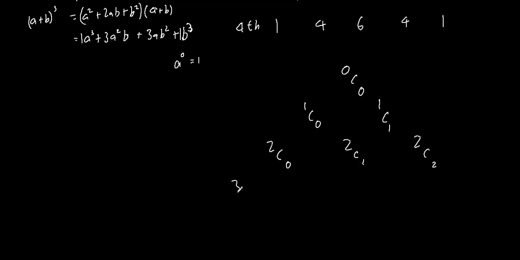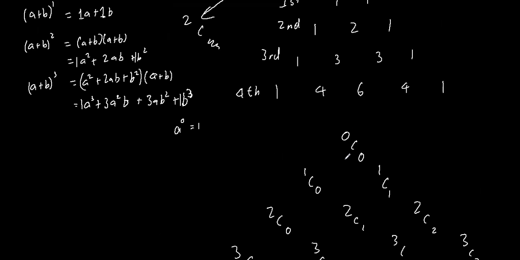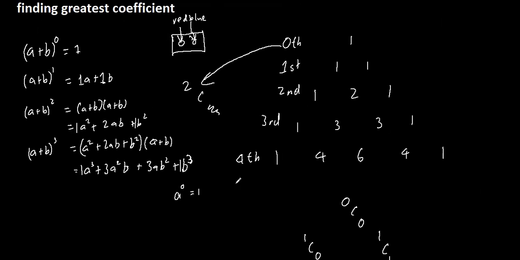Again, we get 3C0, 3C1, 3C2, and 3C3. Notice how all the edges end up being 1 somehow. I don't know, just type it into the calculator and you'll see it. And you see how in the middle we end up getting interesting numbers. Each of these follows a certain pattern. Imagine if I have the nth row.